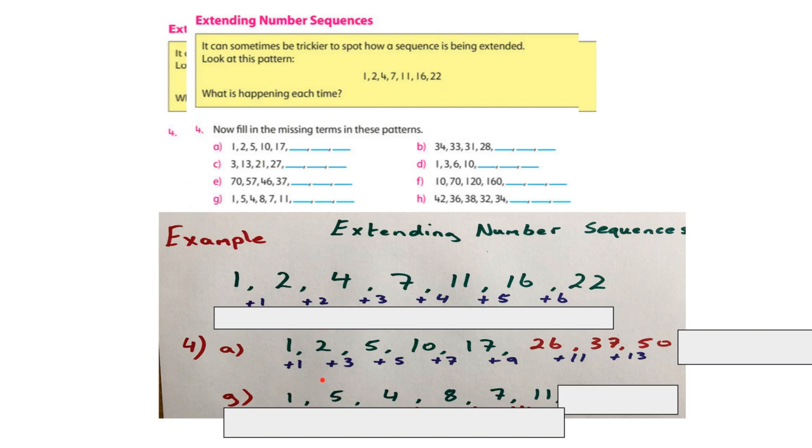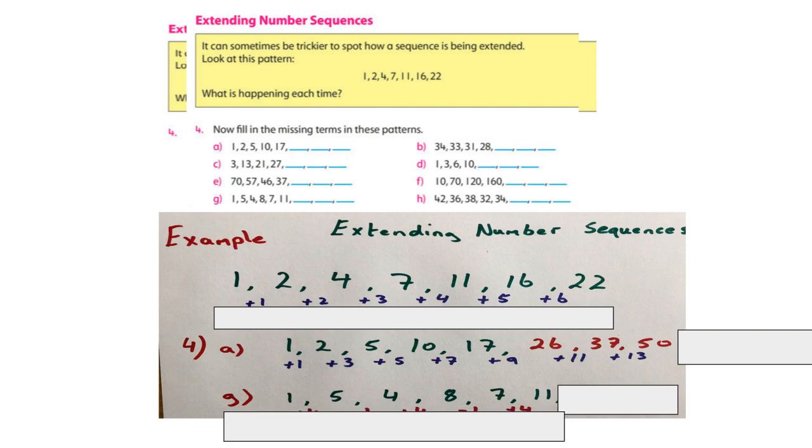So it goes from 1 to 5, which is an increase, 5 to 4, which is a decrease, 4 to 8 is an increase, 8 to 7 is a decrease, 7 to 11 is an increase. So let's have a look and see, can we identify the pattern here? Because it's an increase and a decrease, we're going to be using the operations of plus and minus. Okay, so let's have a look.